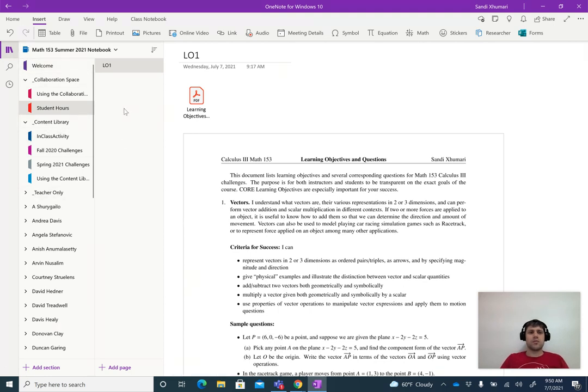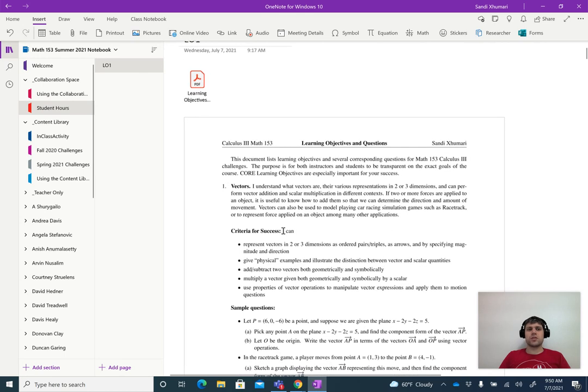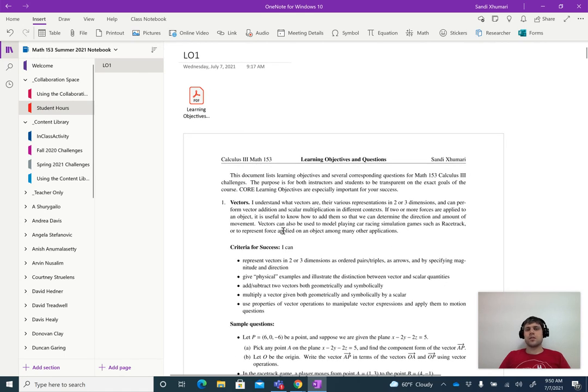Notice here the class notebook, the content library contains all the solutions for challenges and the in-class activity, and I also put a tab here in collaboration space for student hours. In here I will post solutions to sample questions that we work out during student hours.